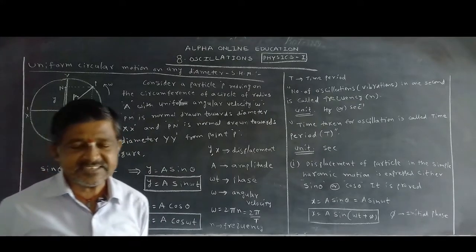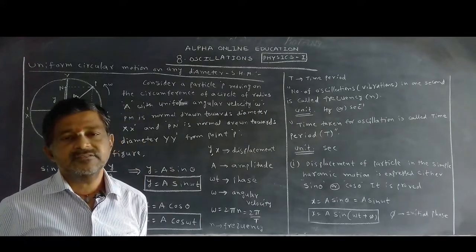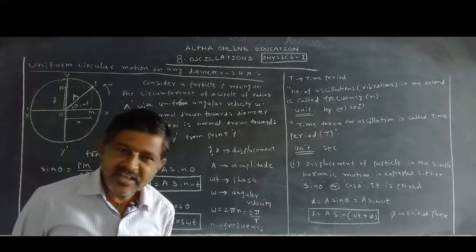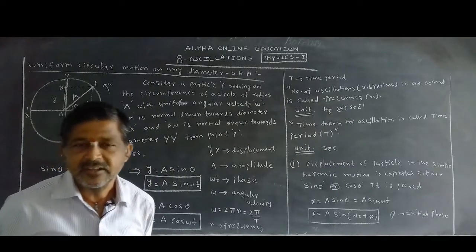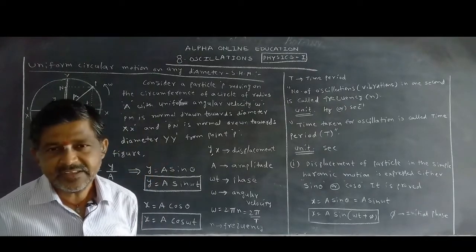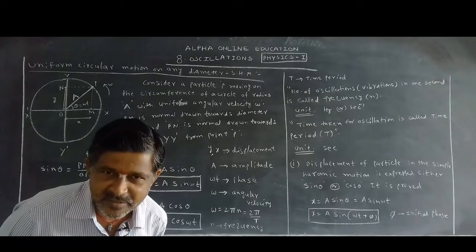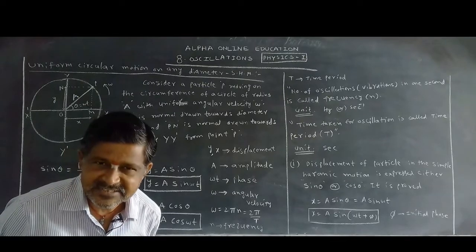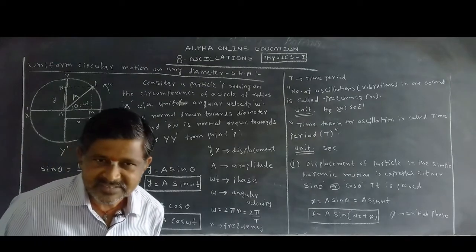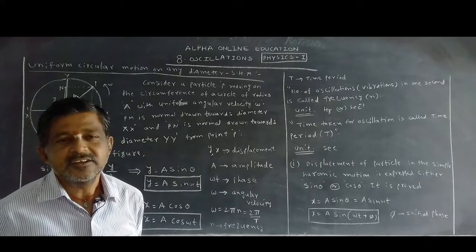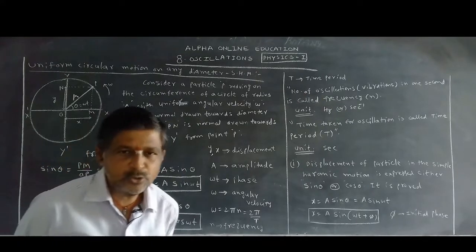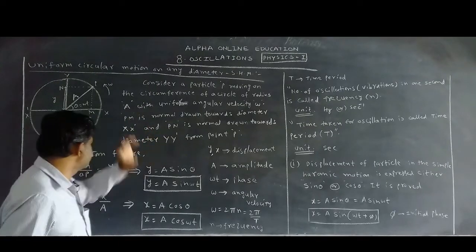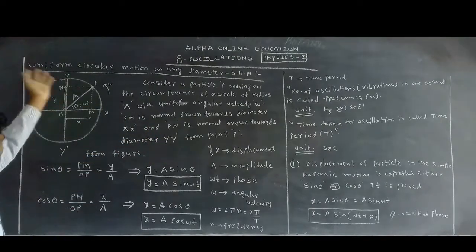PM and PN are perpendiculars drawn from point P to x dash and y dash of the circle. What is x dash? Diameter of the circle along the x axis. Y dash is the diameter of the circle along the y axis. Towards these diameters we take two normals. What are the two normals? PM and PN. Okay, now see the figure.